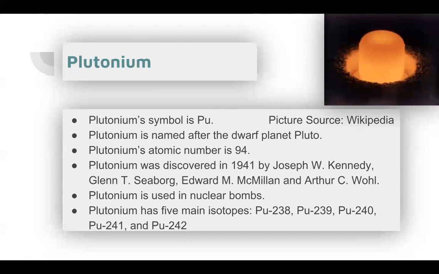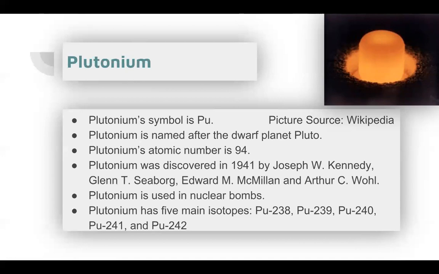Then there's plutonium. Plutonium's symbol is Pu, and it's named after the dwarf planet Pluto. Plutonium's atomic number is 94, and it was discovered kind of recently, in 1941 by Joseph W. Kennedy, Glenn T. Seaborg, Edward M. McMillan, and Arthur C. Wohl. Glenn T. Seaborg actually has an element named after him for his studies in radioactivity and chemistry. It's seaborgium, and its atomic number is 106, and it's radioactive as well.